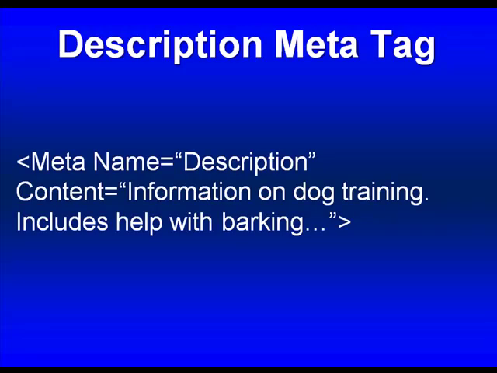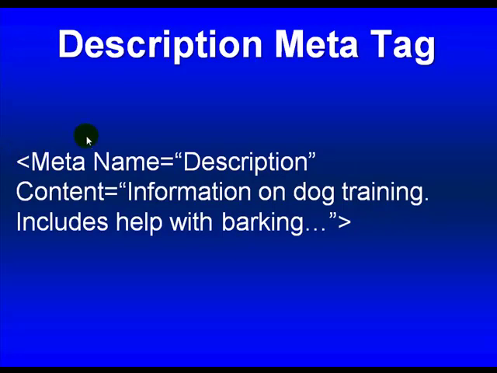Okay, moving on. Let's see here. Description meta tag. This is also important, not as important as the title, but still important. This is a chance for us to describe what the page is about. And this is the code that you use. Meta name equals description, content equals information on dog training includes help with barking. That was the description that I went ahead with.